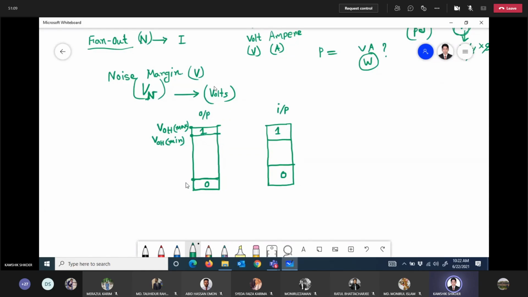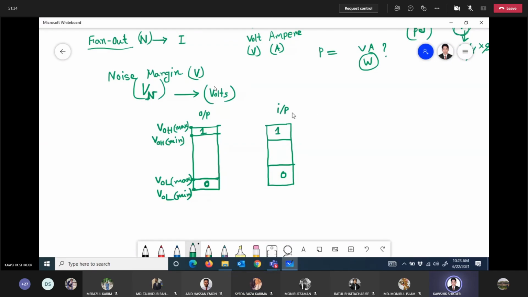This one. Is it H or L? L, sir. VOL max. This is low, logic low, that's why VOL, and its maximum value. And the bottom one, VOL minimum.